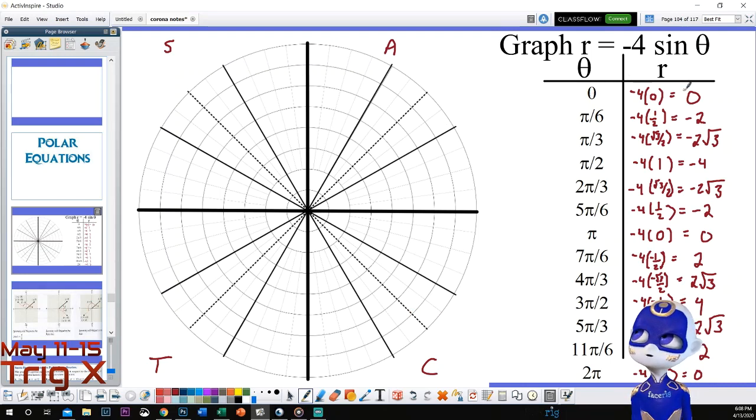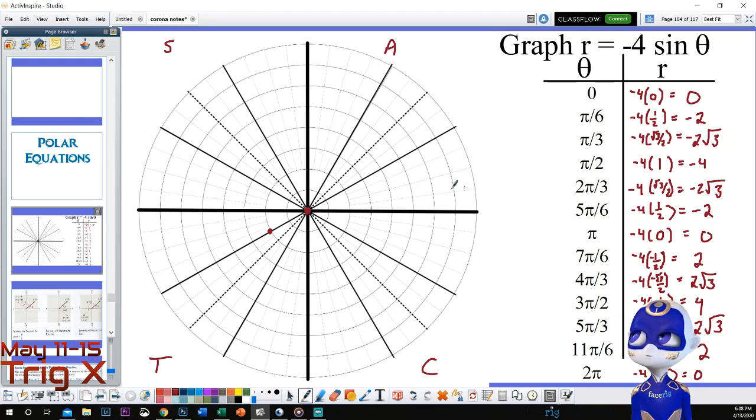So 0 goes with 0. So 0 is my radius, 0 is my point, there. All right, -2 for a radius, pi over 6. So pi over 6 is this line here. I'm going to go out to the 2, but because my r is -2, I'm going to flop to the other side. So there's my first point.